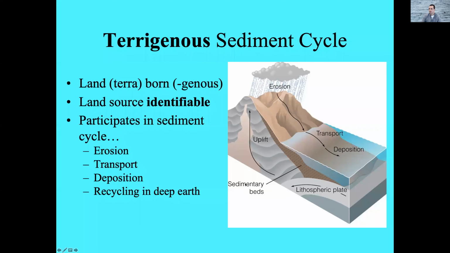Now, we talked about the terrigenous sediment cycle, which is how you get the sediments into the ocean. And so this, again, is a cycle where we have uplift of continents, and then those mountains and the continents erode through chemical and physical weathering, and then are transported into the ocean and deposited on the ocean plate and form the sediments that we're going to be talking about today.